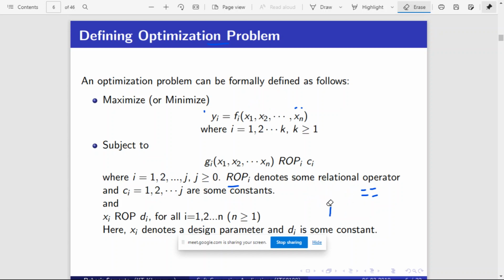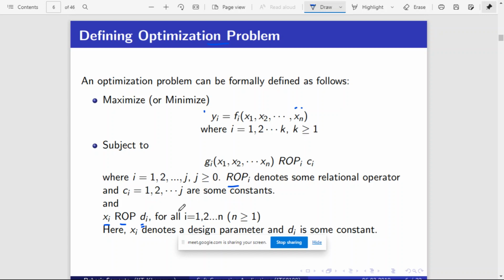Optimization function and constraints. Yes, this constraint will be operated on some constant, and for operating we use which operator? Relational operators, right? Okay, so that is what is represented here. So this g of x1, x2, xn is operated on some constant. So that means what? xi rop di, where rop is a relational operator.